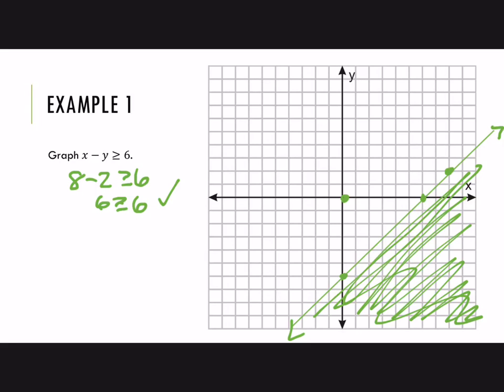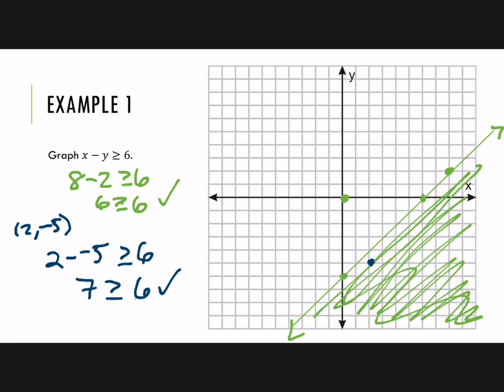Let me choose another point in the shaded region. I'll choose, how about, 2, negative 5. And I want to make sure that that makes the inequality true. So 2 minus negative 5 is greater than or equal to 6. So 2 minus negative 5 is 7, and that is true.